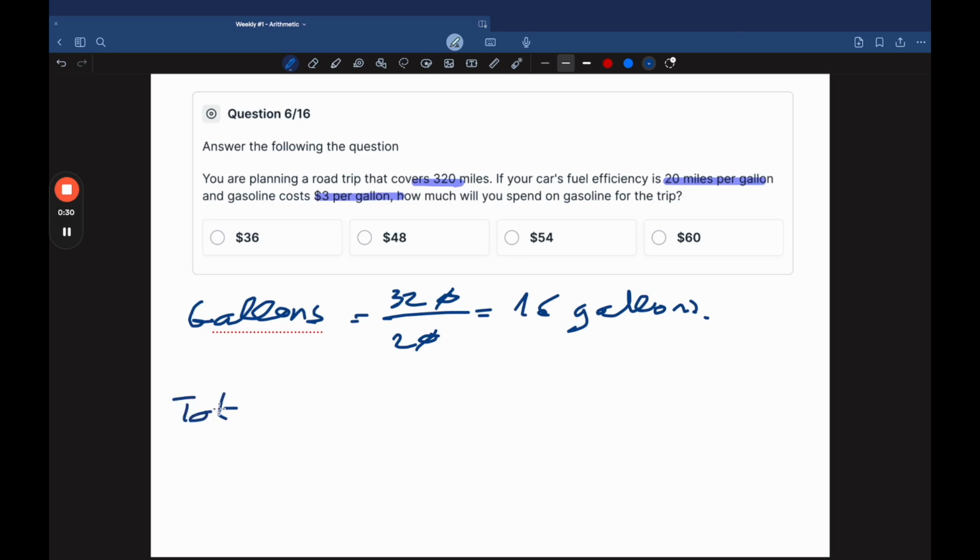Step 3. Calculate the cost of gasoline. Next, calculate the cost of gasoline by multiplying the number of gallons needed by the price per gallon. 16 gallons multiplied by $3 per gallon equals $48. You will spend $48 on gasoline for the trip.